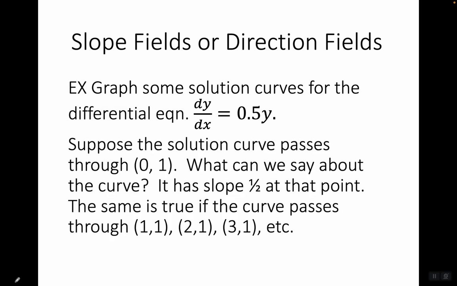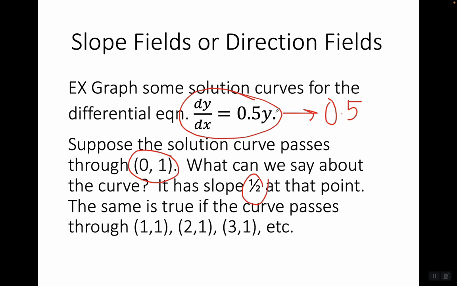Suppose the solution curve passes through (0, 1). What can we say about the curve? It has slope 1/2 at this point. Why? Because we're being told that the derivative of this function, whatever it looks like, is 0.5y. At the point (0, 1), y is 1, so 0.5y is going to be 0.5 times 1, in other words, 0.5. So even though we have no idea what the solution is going to look like, we know that at the point (0, 1), it's going to have slope 1/2.